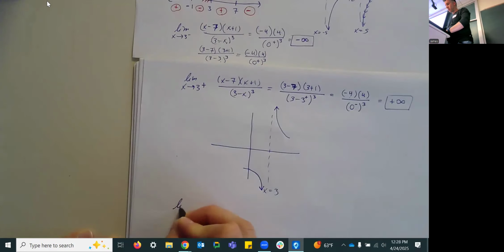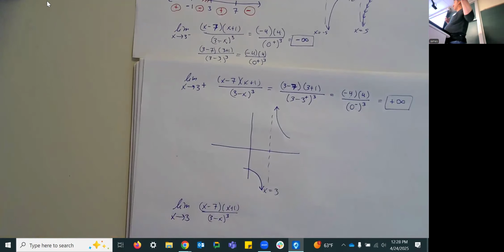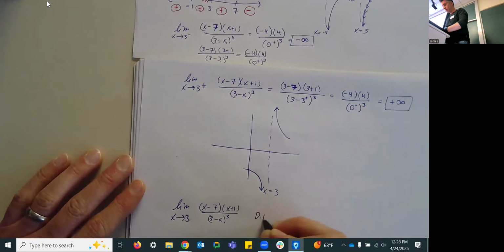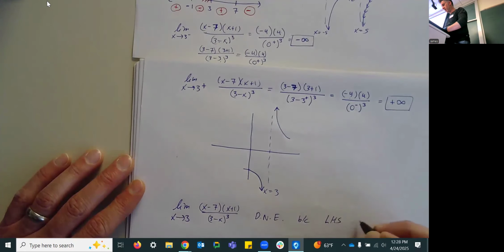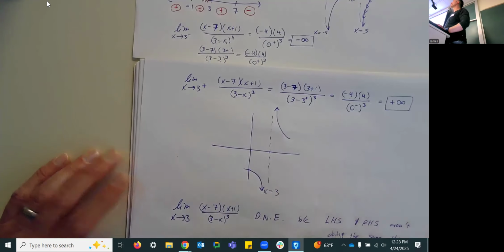If they asked you to talk about the limit as x approaches 3 of the same thing, we would have to just say that this limit didn't exist because the right-hand side and left-hand side are not doing the same thing. They're not both going to the same type of infinity. So this limit does not exist because the left-hand side and the right-hand side aren't doing the same thing, going in the same direction.